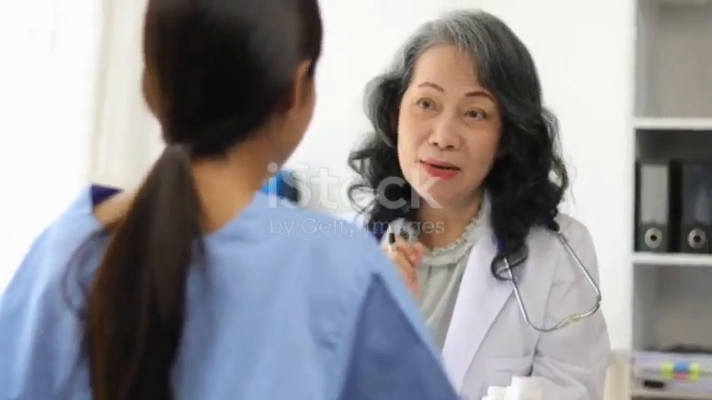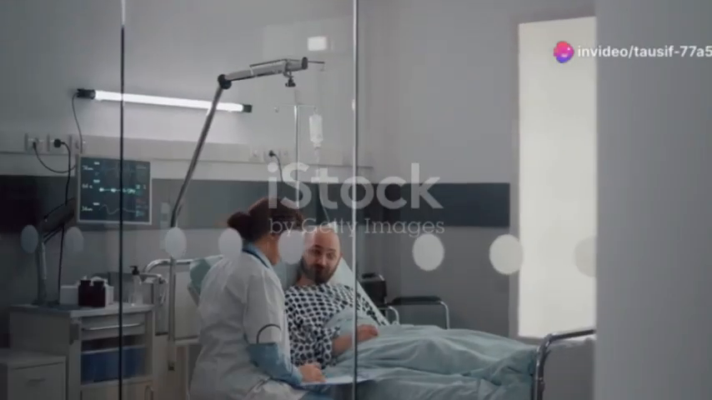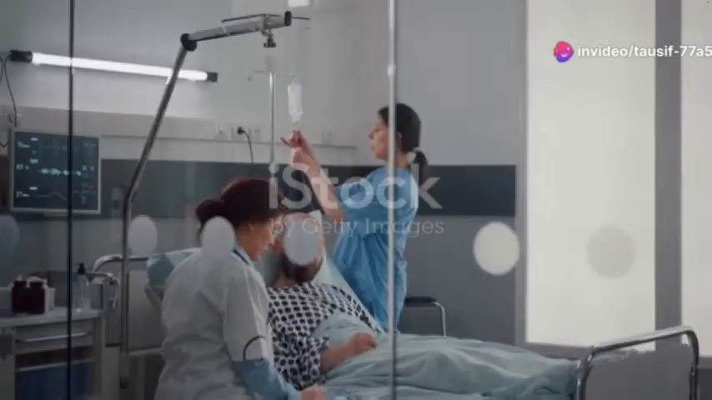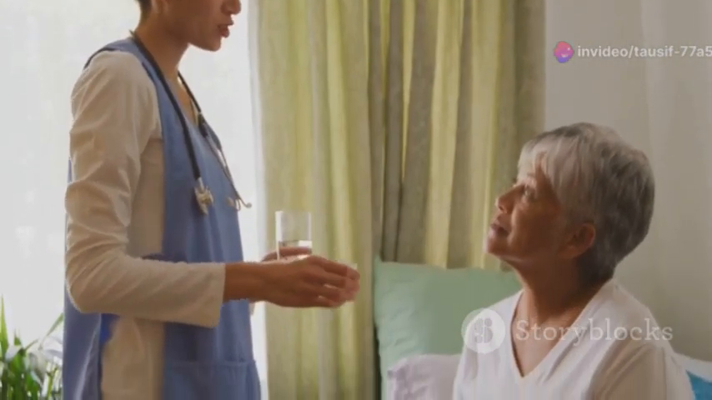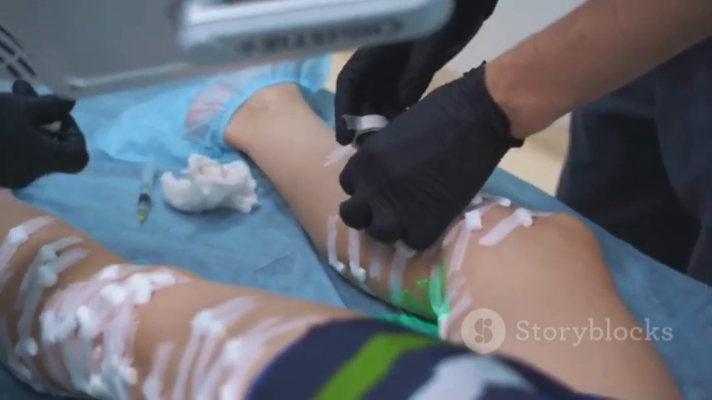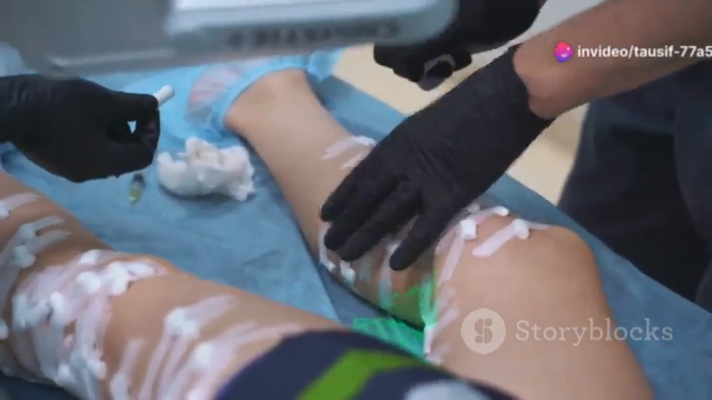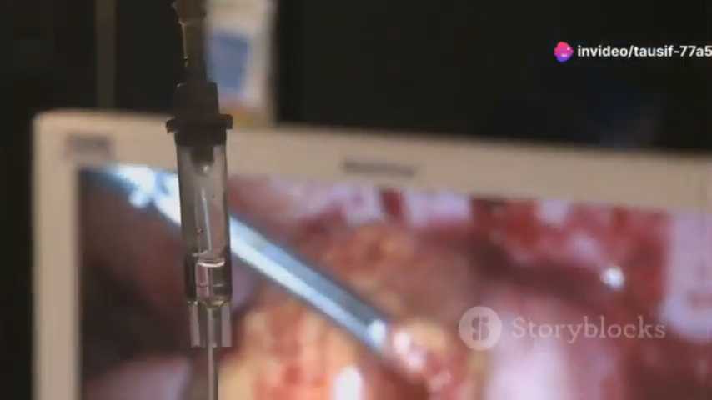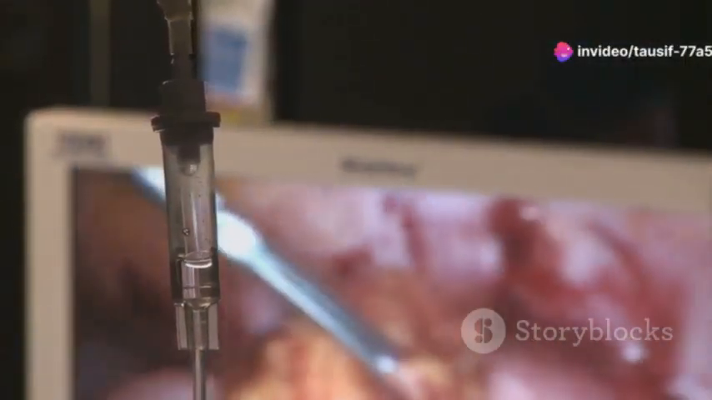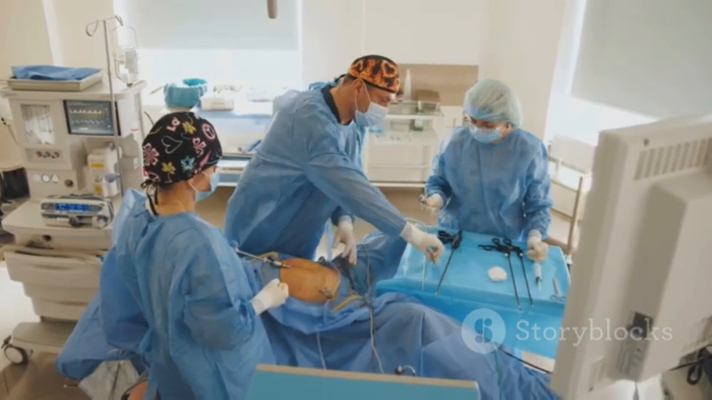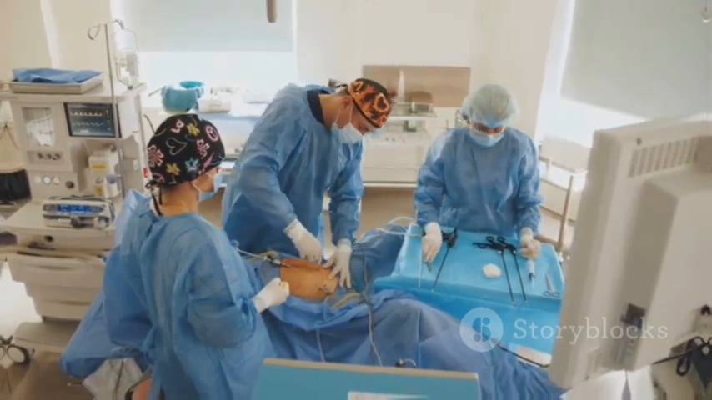Finally, let's cover management. Initial supportive care includes intravenous fluids to maintain hydration and correct electrolyte imbalances. Pain management is achieved with NSAIDs or opioids. Empiric broad-spectrum antibiotics are administered to cover gram-negative bacteria and anaerobes, such as piperacillin-tazobactam, or a combination of ceftriaxone and metronidazole. Definitive treatment often involves cholecystectomy, the surgical removal of the gallbladder.